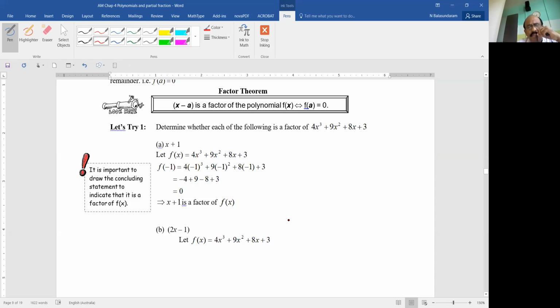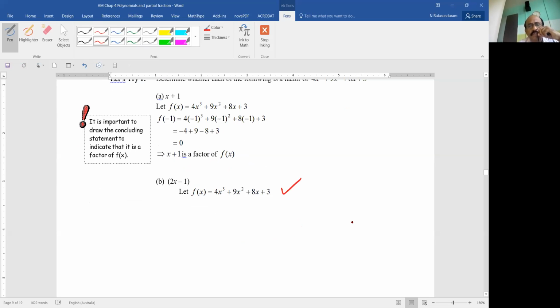Okay, next we are going to check whether 2x minus 1 can be a factor of the same polynomial or not. So f of x equals 4x cubed plus 9x squared plus 8x plus 3, right? So I'm going to check if 2x minus 1 is a factor or not. If 2x minus 1 is a factor, then I take 2x minus 1 equals 0. I already explained this when I was doing the remainder theorem. From this, I get 2x equals 1, and therefore x equals half. So I'll substitute x equals half. So I'm going to calculate f of half.